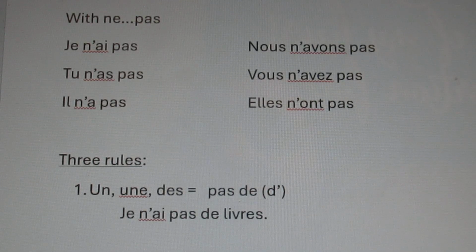So I have the pas de instead of having des livres. So we say je n'ai pas de livre, and that's because normally I would say j'ai des livres. I have some books, and I say non, je n'ai pas de livre. No, I don't have any books. So the un, une, and des is going to become pas de when I use it in a sentence. So that is the first rule that you want to remember.